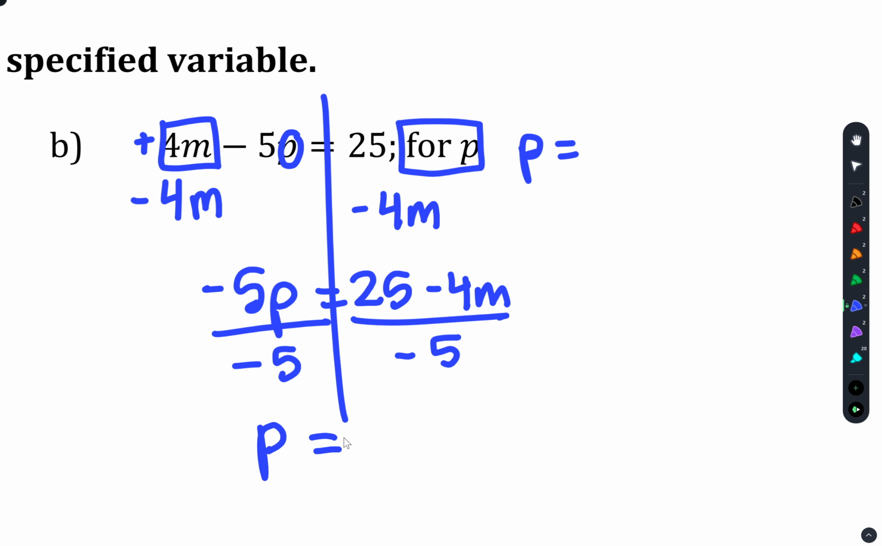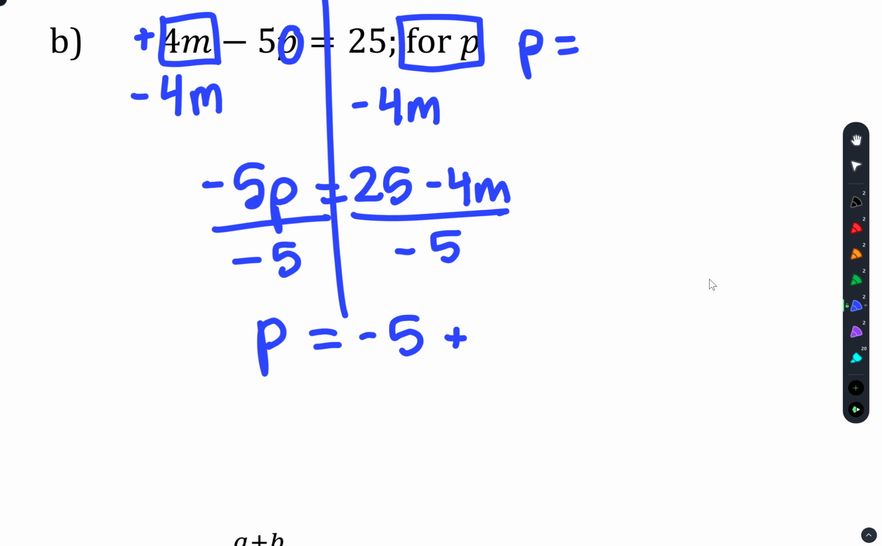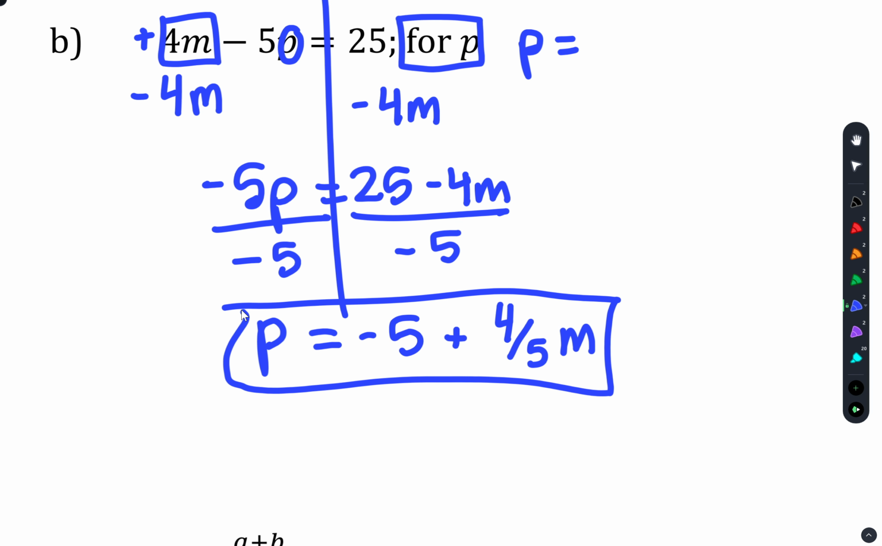I'm left with p equals, and now I have to remember to divide both of those things by negative 5. 25 divided by negative 5 is negative 5. Negative 4m divided by negative 5: I have a negative divided by a negative, so I know my answer should be positive. I'm just going to make this easy for myself and write this as a fraction, 4 over 5 m. That's all I have to do there. Questions on that?